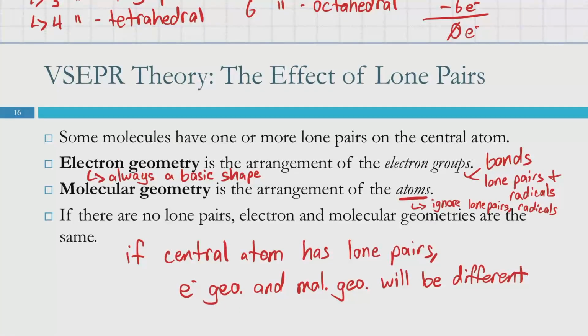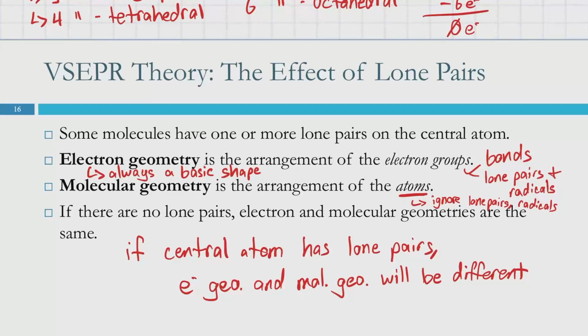So we'll have to start with figuring out what's our electron geometry. We'll make that shape, either with our body, with a model, or thinking about it. And then to get the molecular geometry, we need to pluck off, remove some of those groups without moving the other groups around. So for the electron groups that are lone pairs and radicals, we just make them invisible. We erase them from our mental drawing.